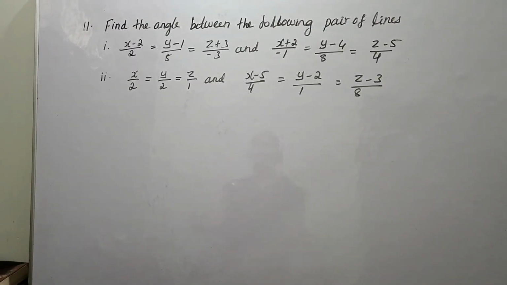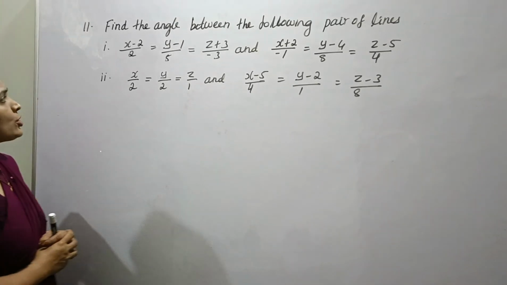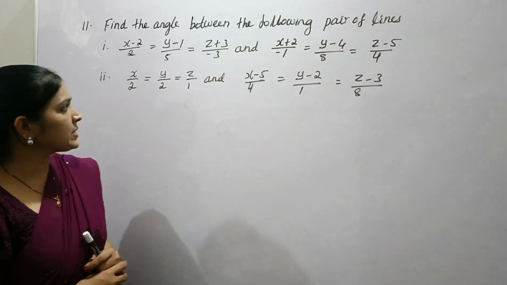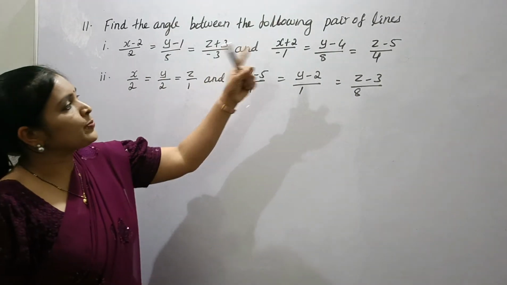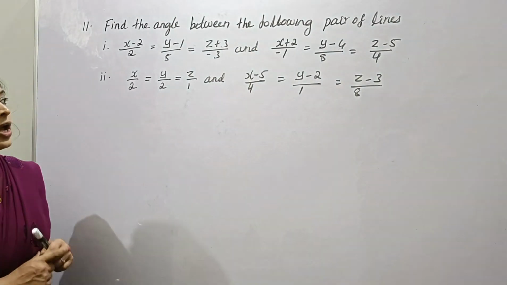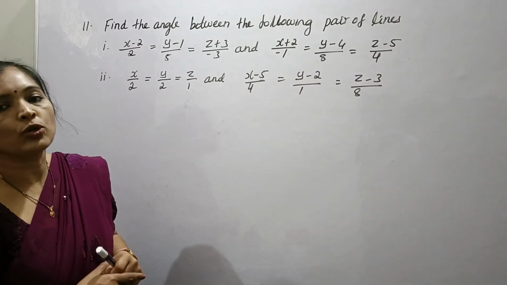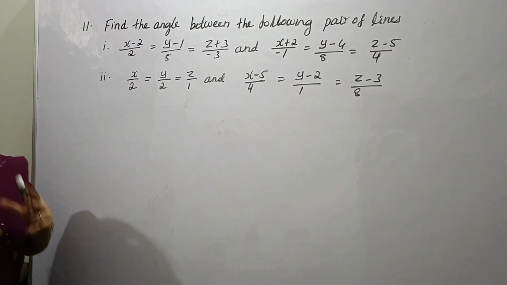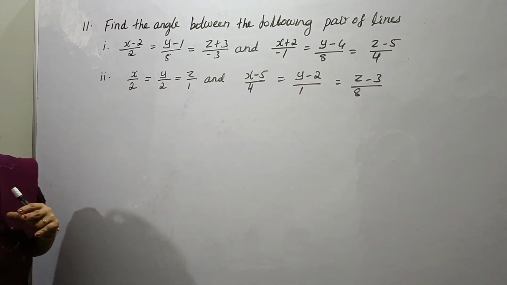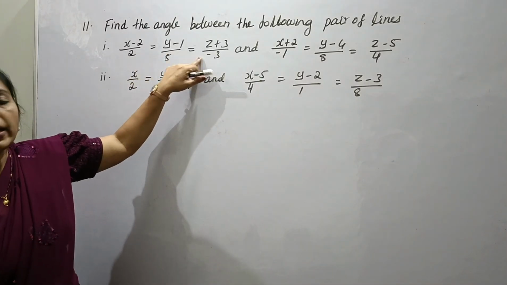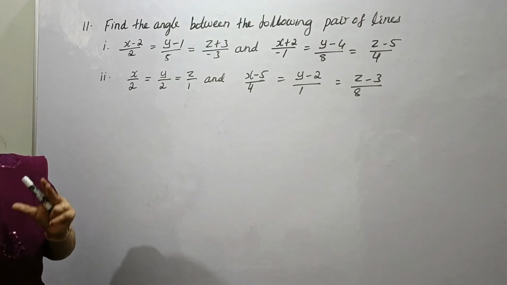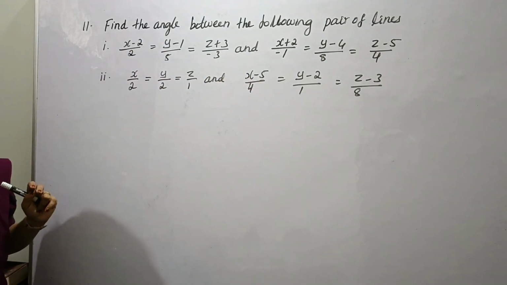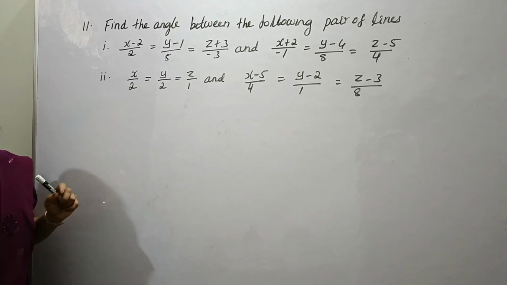Find the angle between the following pair of lines. (x − 2)/2 = (y − 1)/5 = (z + 3)/(−3), and (x + 2)/(−1) = (y − 4)/8 = (z − 5)/4. So here the given equations of lines are in Cartesian form, right? We have to find the angle between these two lines. Therefore, let's write the formula for the angle between two lines in Cartesian form.